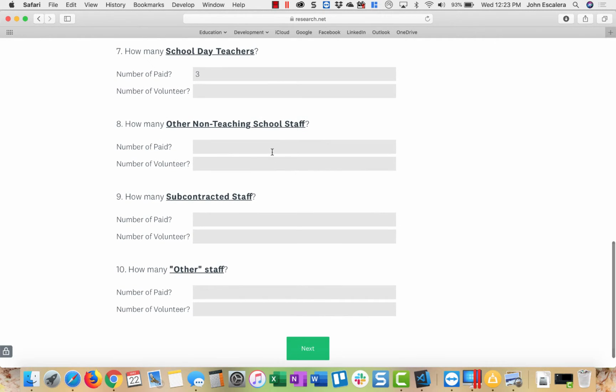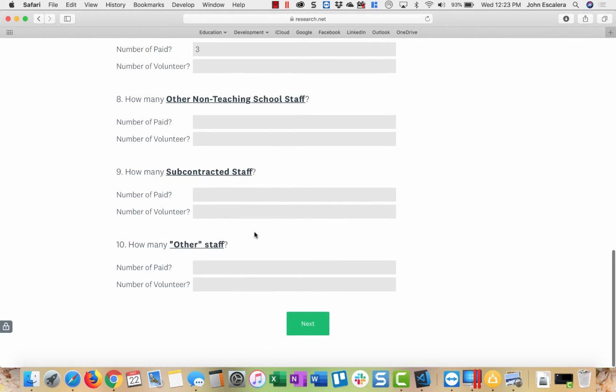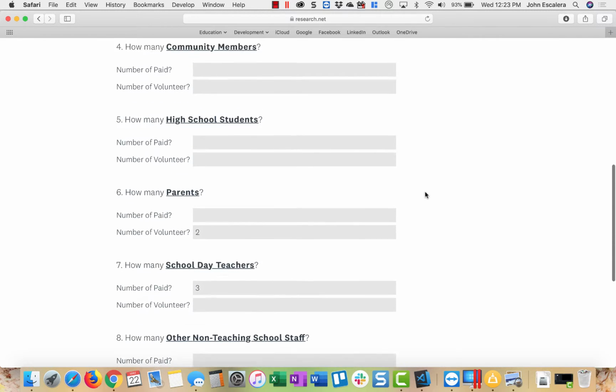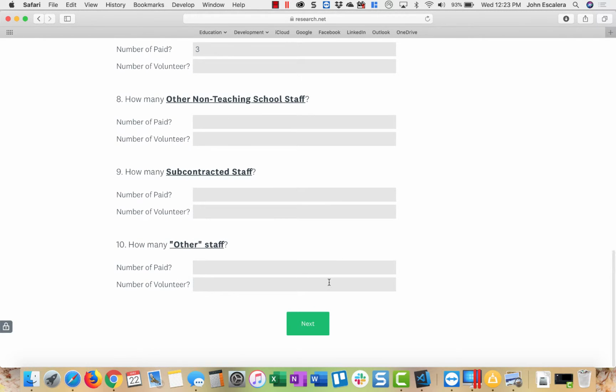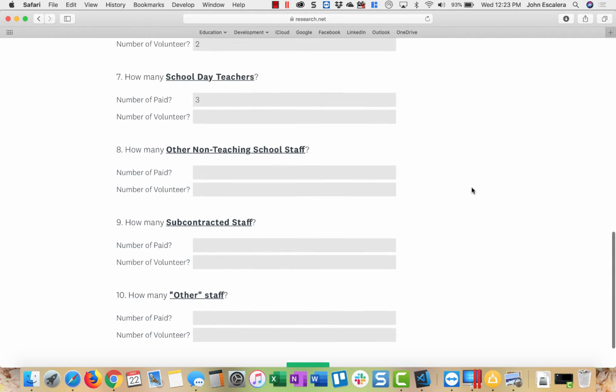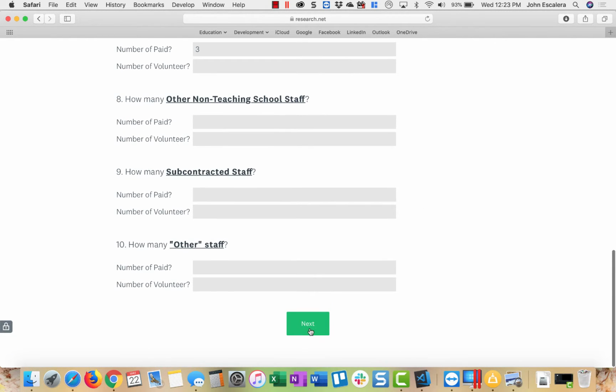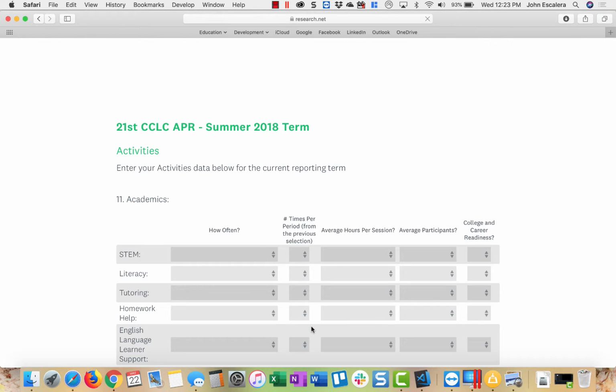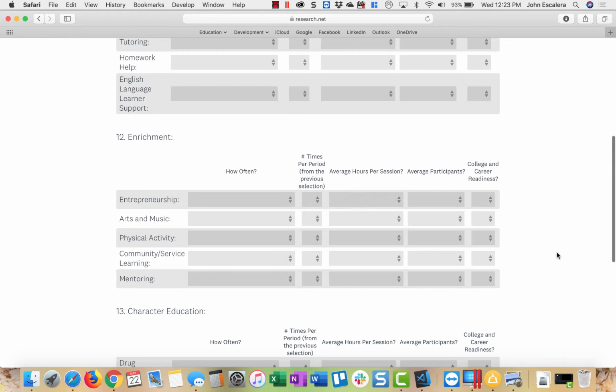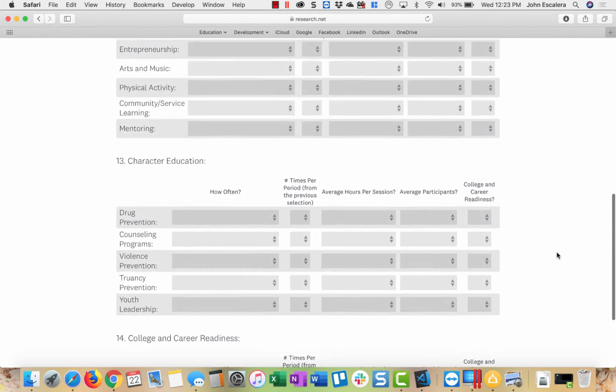And so there's a couple of subcategories here about other and subcontracted staff. There's also this catch-all other staff in case you have someone who doesn't fit any of these descriptions up here. You can just put them in there. And that's it. Leave anything blank that doesn't apply and answer any questions here. And we'll click next. There is one more page, and this one looks a little scarier than the previous page. There's a lot of pull downs, but it's going to be a little easier than it seems at first.